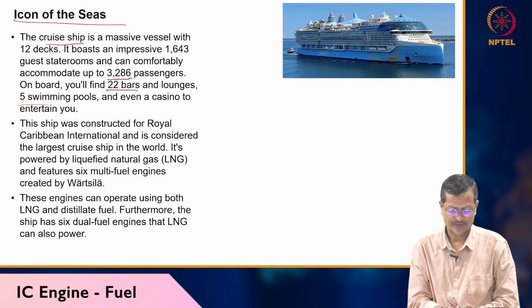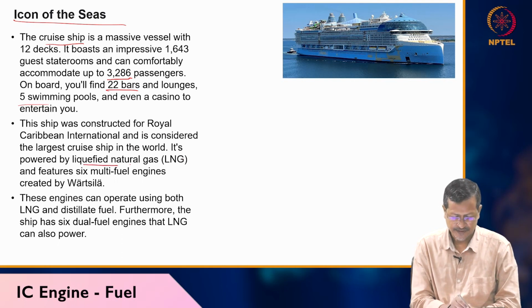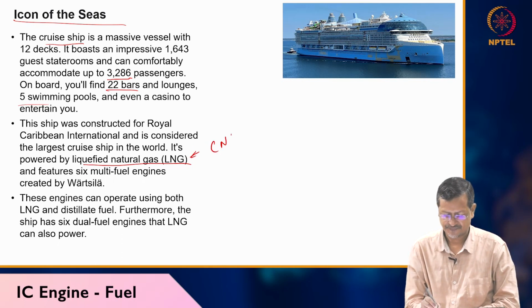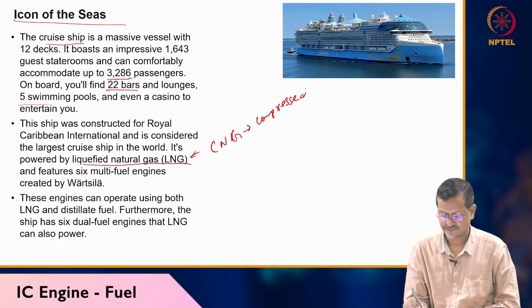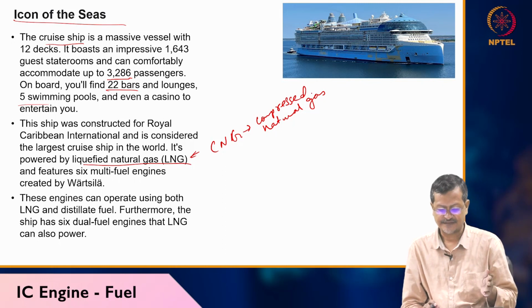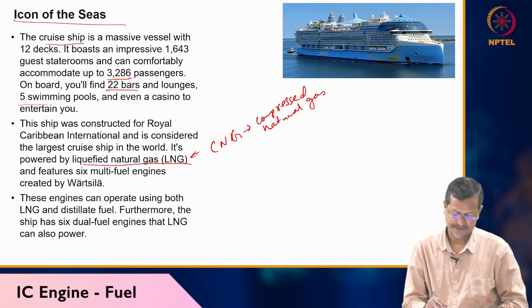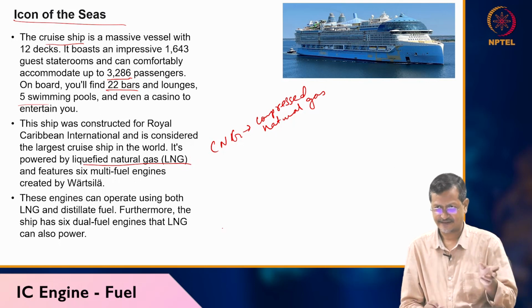The ship was constructed by Royal Caribbean, and they will be using LNG, liquefied natural gas, and CNG, which is compressed natural gas. LNG means you created liquid. CNG means you did not create liquid actually, it is compressed. So your cylinder at home in India, they are supplying compressed natural gas, CNG, right?